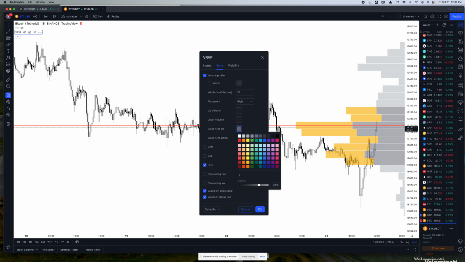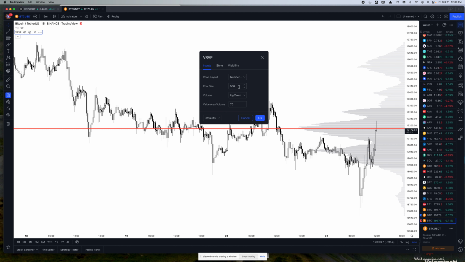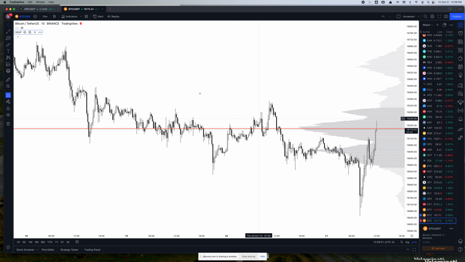I purposely wanted to just kind of go through all this and show you how I personally set it up because I think that's important, but also just bear with me because sometimes when I'm setting it up, I haven't done this in a year or two. So what I did there was change the colors and then change the row size. I want to get a granular view of it. So what I can see there is where the volume is being transacted.